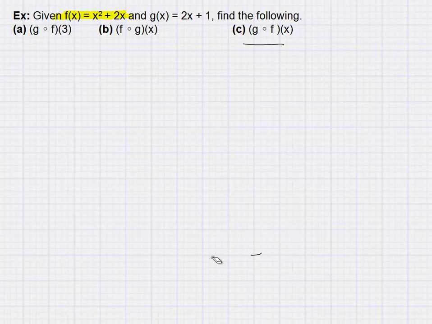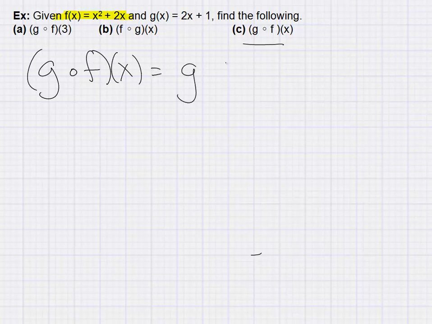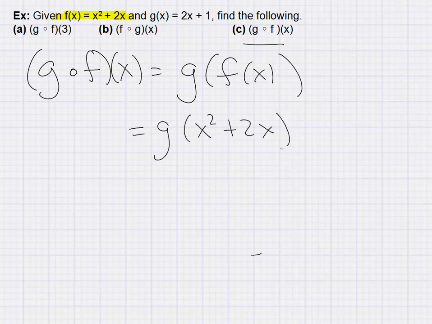Alright, erase. So if we look at g of f of x, well, f of x is x squared plus 2x. And that's really what I have to plug into g. I'm plugging f into g. Do f first, then get f and plug it into g.